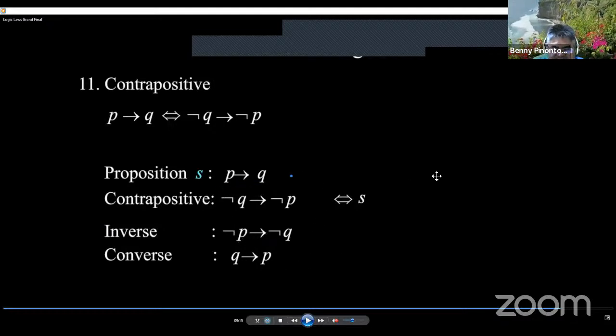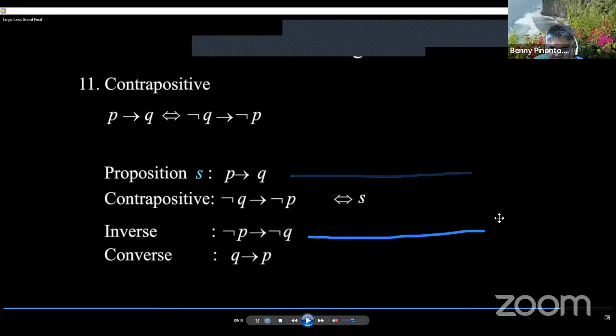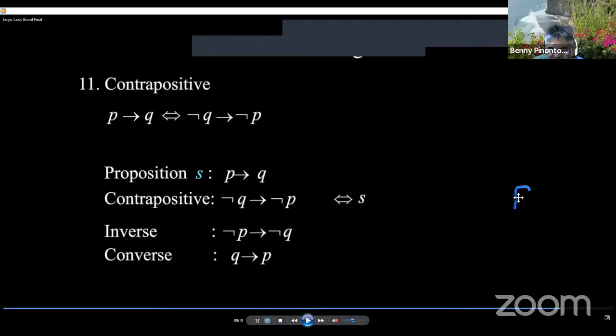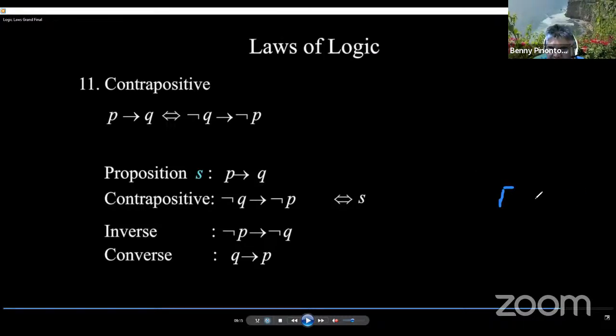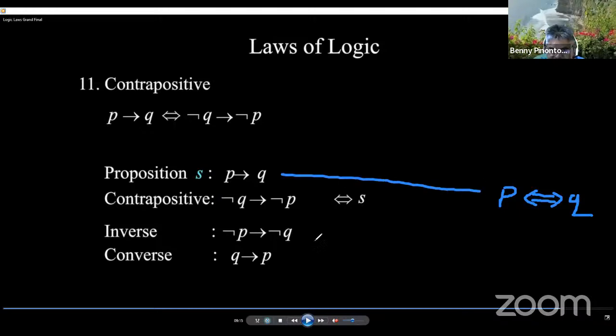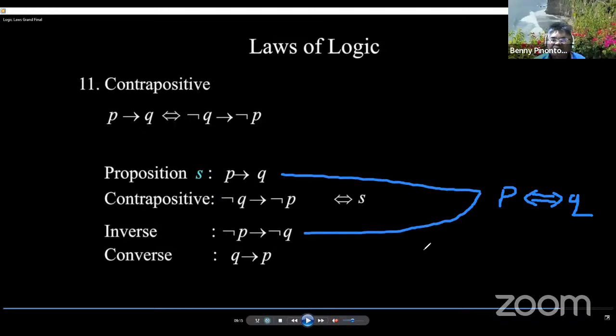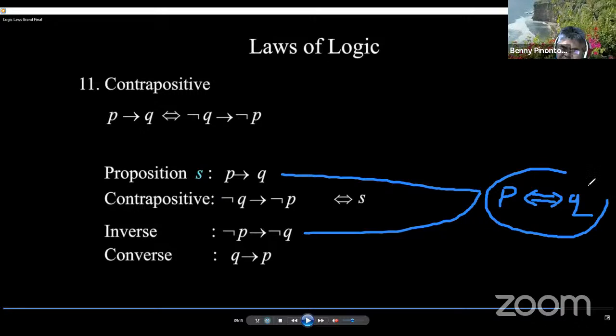So usually you use these two to prove that P is equivalent with Q. When you put P is equivalent with Q, then you prove that it is this one and that one. So that's the two things that you have to prove usually to prove this one.